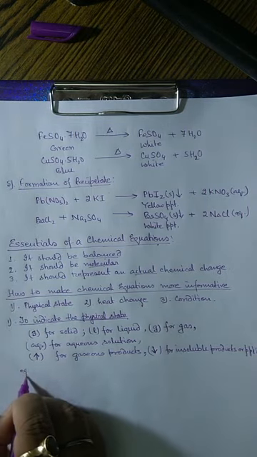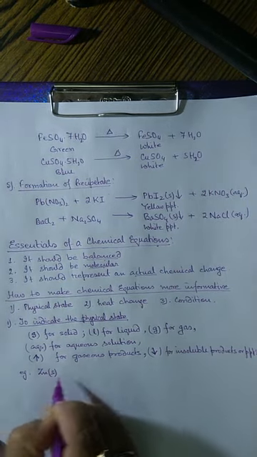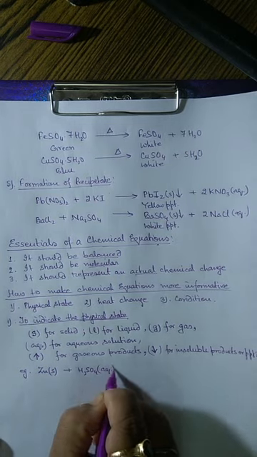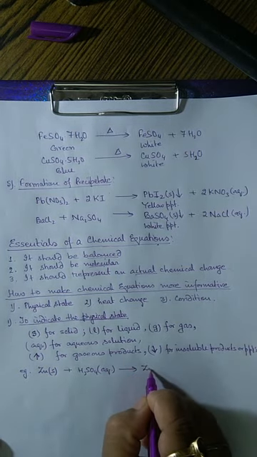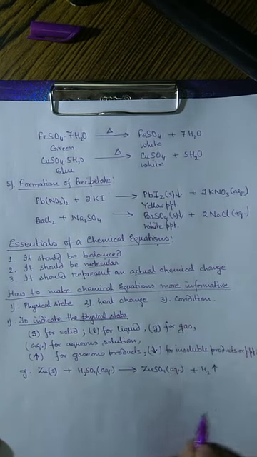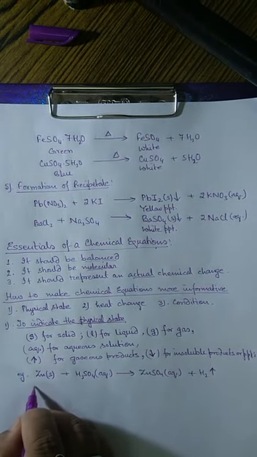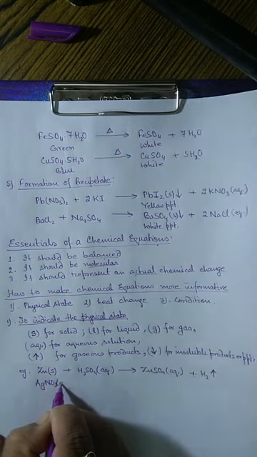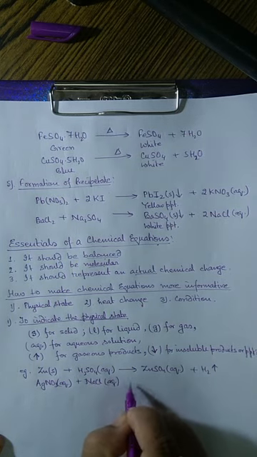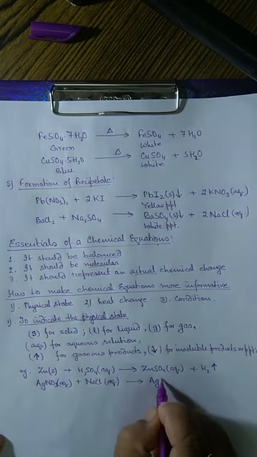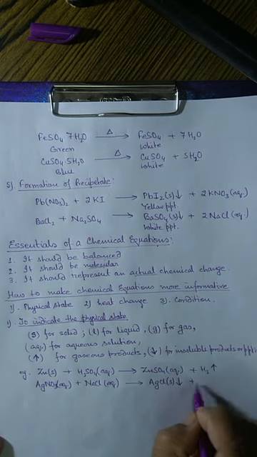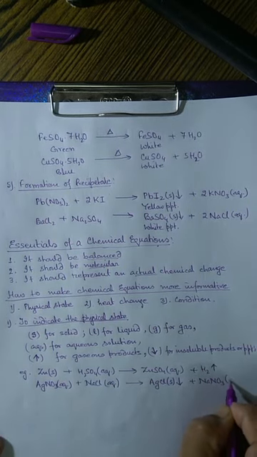For example, we take zinc, it is a solid, we write s. We take H2SO4, that is aqueous. The product formed is zinc sulfate, again aqueous, and the gas formed is hydrogen, written with an upward arrow. One more example: silver nitrate, aqueous, plus sodium chloride, aqueous, gives AgCl, that is silver chloride, a solid, again a precipitate, white precipitate, plus sodium nitrate, NaNO3, again aqueous.